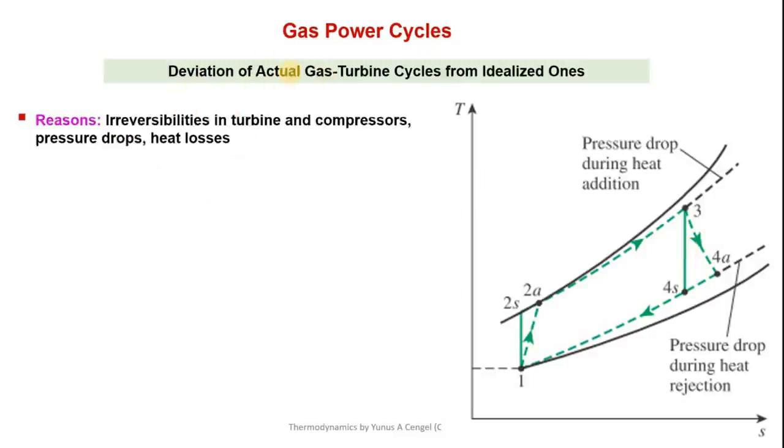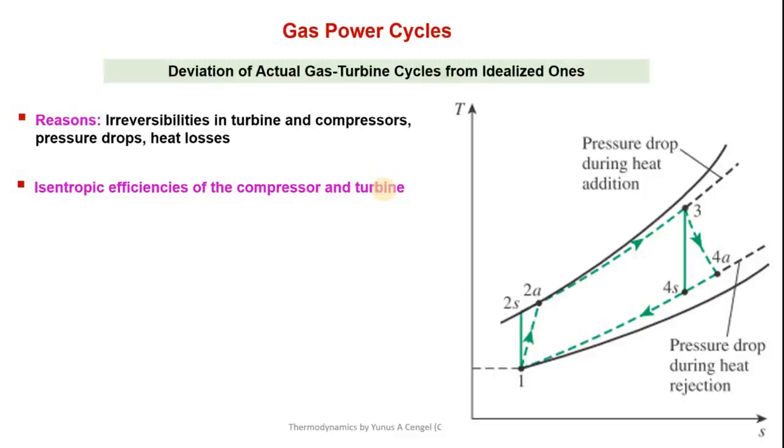So why the actual cycle differs from the ideal cycle: due to irreversibilities in turbine and compressors, pressure drops, and heat losses. Heat losses means the heat losses in the combustion chamber to the ambient, or heat losses in the heat rejection process, and also heat losses in the pipes or passages connecting these four main components with each other.